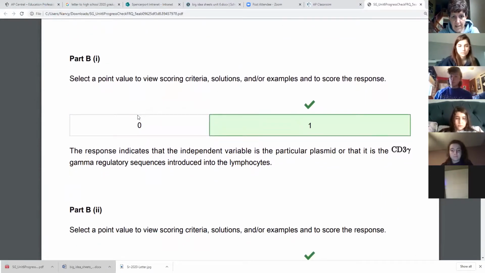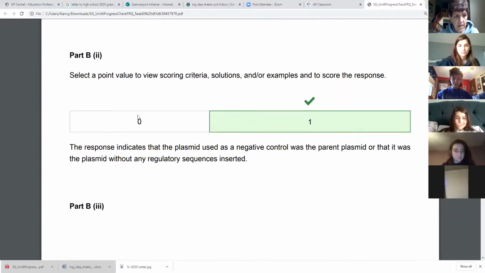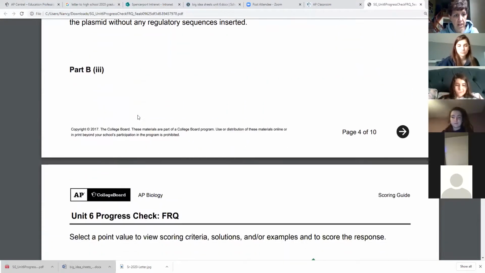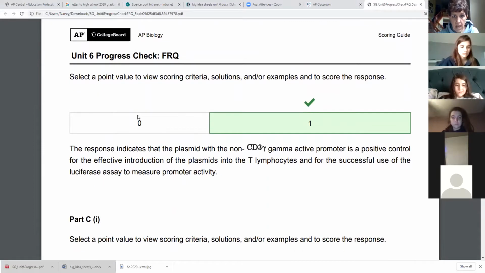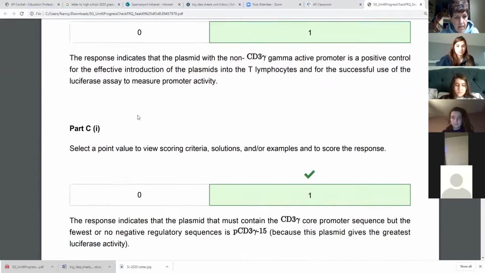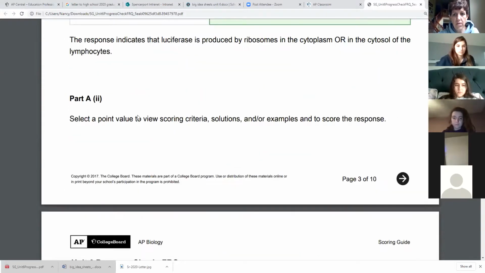The response indicates that the independent variable is the particular plasmid or that it is the CD3 regulatory sequences. Right, so we were saying that. And then the negative control was the parent plasmid because it didn't have any regulatory sequences inserted. And then the plasmid with the non-active promoter is a positive control for the effective introduction of the plasmids and for the successful use because it had the greatest amount that it made. All right, and then the next one, oh, I don't think we read the next one.